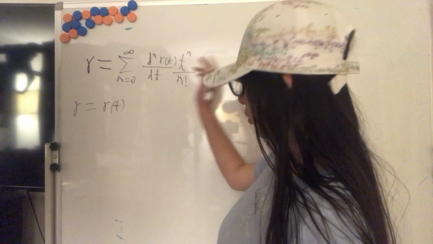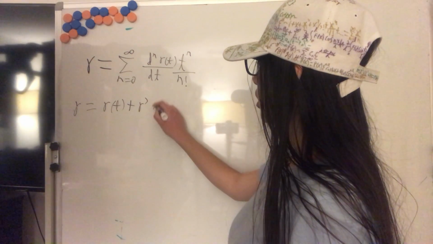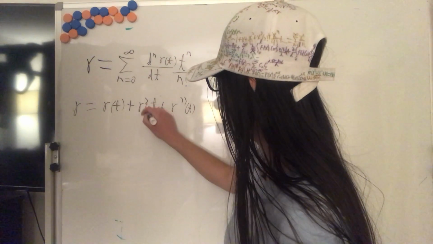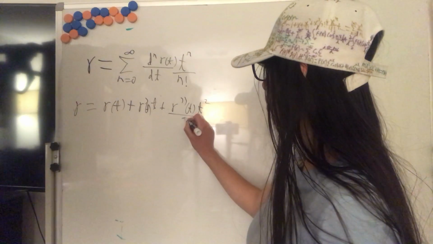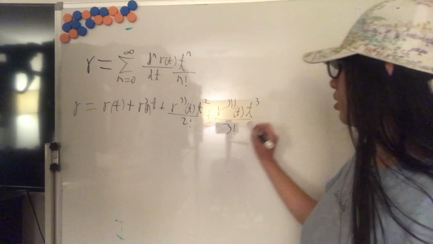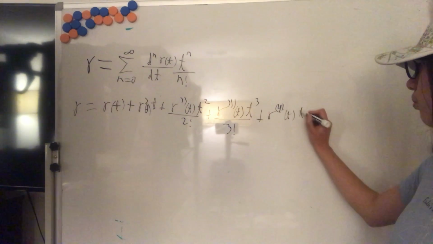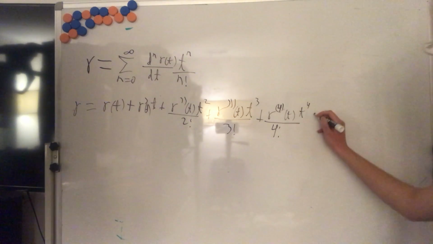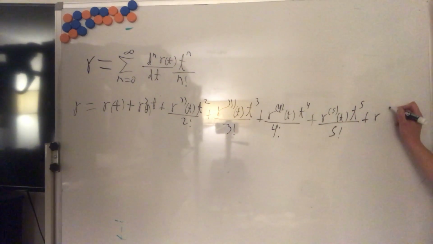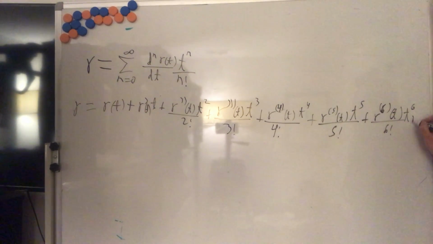Here t to the 0 is just 1, divided by 0 factorial is 1, plus the first derivative, r prime of t, times t to the 1 power divided by 1, plus r double prime of t times t squared divided by 2 factorial, plus r triple prime of t times t cubed divided by 3 factorial, plus the fourth derivative of r times t to the 4th power divided by 4 factorial, that is 24, plus the 5th derivative of r of t times t to the 5th power divided by 5 factorial, plus the 6th derivative of r with respect to time, times t to the 6th power divided by 6 factorial, and so on.